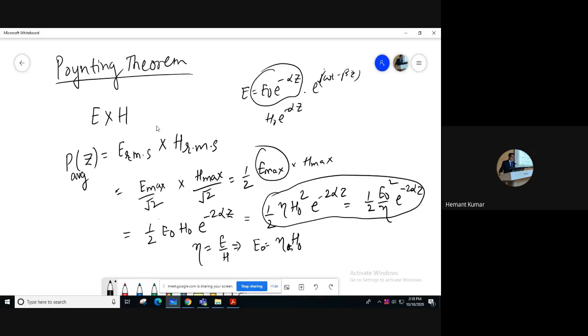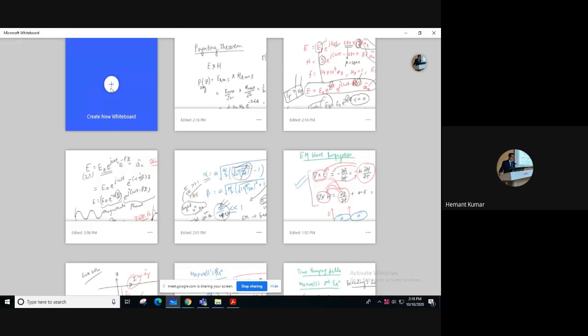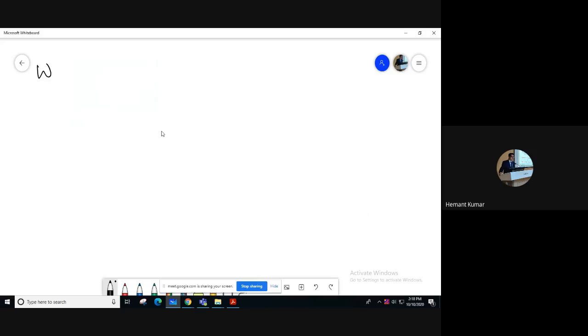The next topic is very important. Sometimes questions come from that topic, that is wave polarization. It's very important and very easy. Nothing to do, you just need to understand the concept. What is polarization? Polarization is basically the relative orientation of the electric field. Simply, that is known as the polarization of the wave.